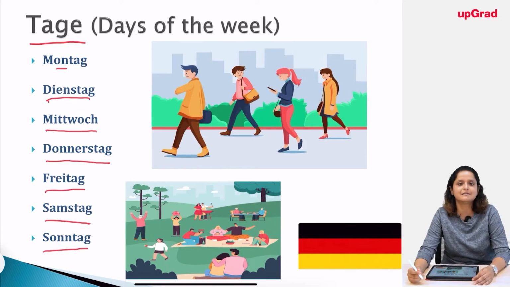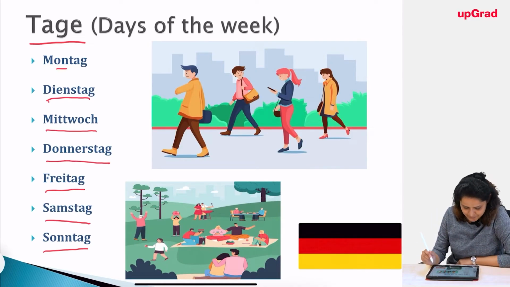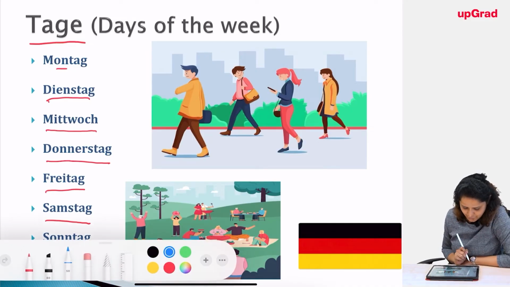I'll first repeat it. Montag, Dienstag, Mittwoch, Donnerstag, Freitag, Samstag, Sonntag. Now let's take a look at the pronunciations of each of these.